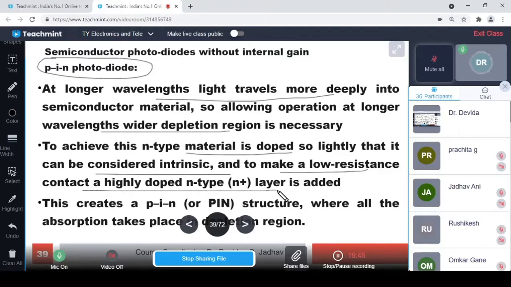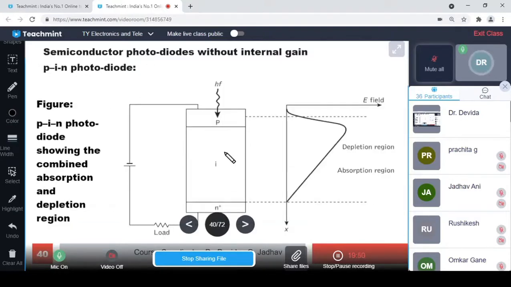So this creates the PIN photodiode, and the depletion region is very wide, covering the complete device and the complete absorption region. That's why the diffusion process is absent in this device. Only the depletion region is there. So the device is faster.